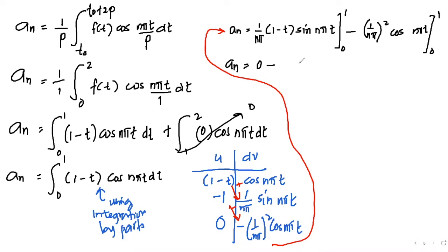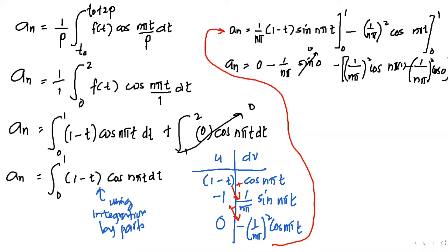And then applying the lower limit, so 1 minus 0 times sine of 0. So we can cancel this. And for the second term, minus the quantity 1 over n pi squared, upper limit cosine of n pi times 1, minus the lower limit, 1 over n pi squared cosine of 0. And cosine of 0 is equal to 1. Then we simplify. Just to make sure, sine of 0 is equal to 0, cosine of 0 is equal to 1.